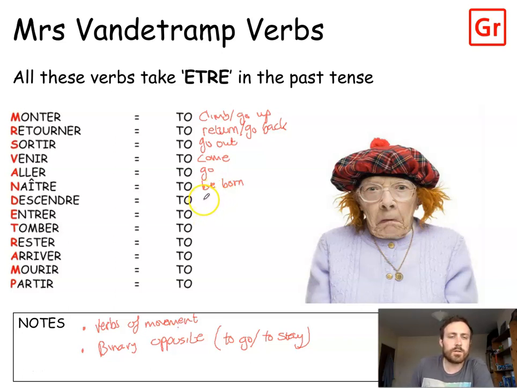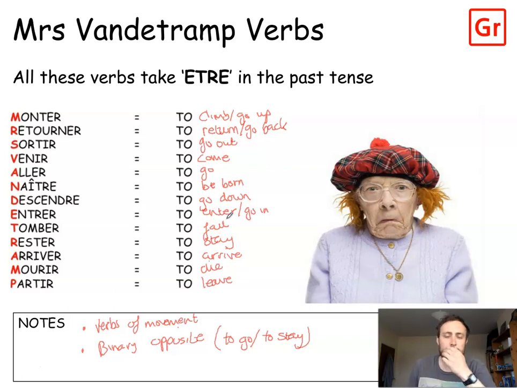Descendre is to go down, to get off. Entrer is to enter or to go in. Tomber is to fall. Rester is to stay. Arriver is to arrive. Mourir is to die, so its binary opposite would be naître, and partir is to leave. Okay, so there's your list in English of those verbs. You can always come back to this slide if you forget them or you need to know what they are.